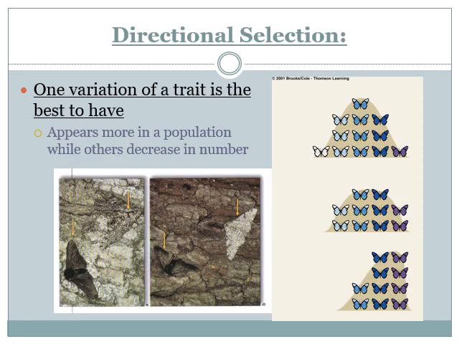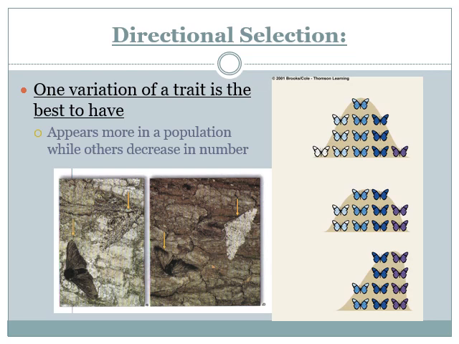Now, directional selection. In nature, organisms often go ahead and have their own way of working things out. Certain variations are better to have. So in this case, the first type is called directional selection. This is where one variation of a trait is the best to have, and as such will appear more in a population, while others will decrease in number.